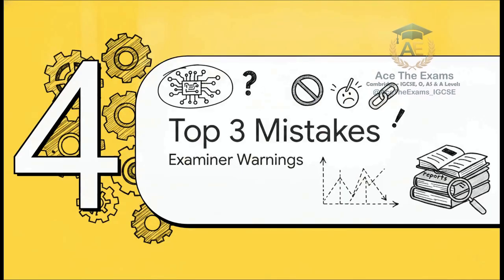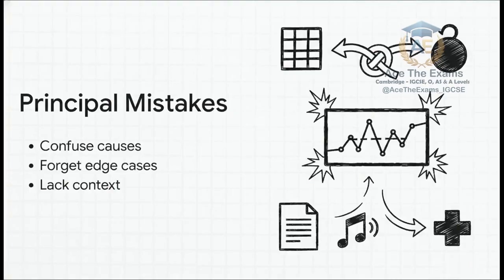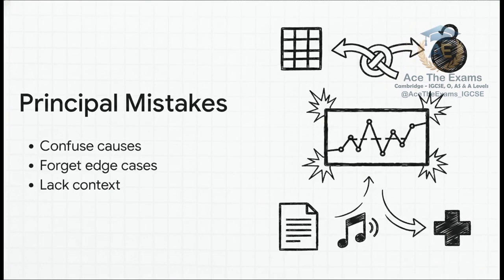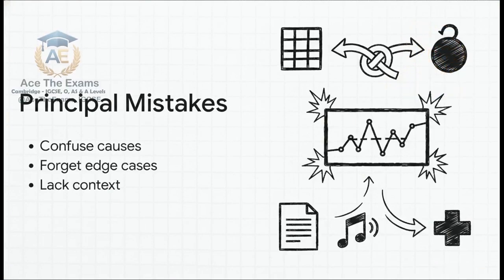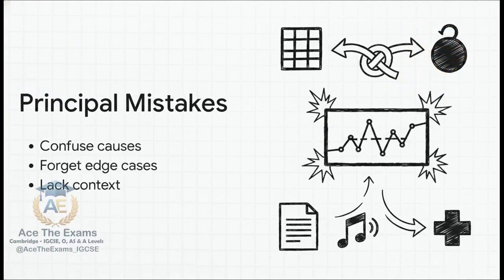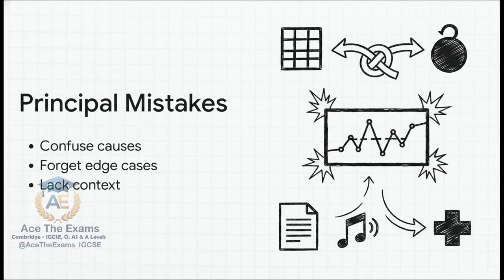Section 4, avoiding top 3 mistakes. All right, here they are, the 3 absolute biggest grade killers. First up, confusing cause and effect. Students constantly mix up whether a larger file size forces a higher resolution or if a higher resolution causes the larger file size. Just to be clear, it's the latter.